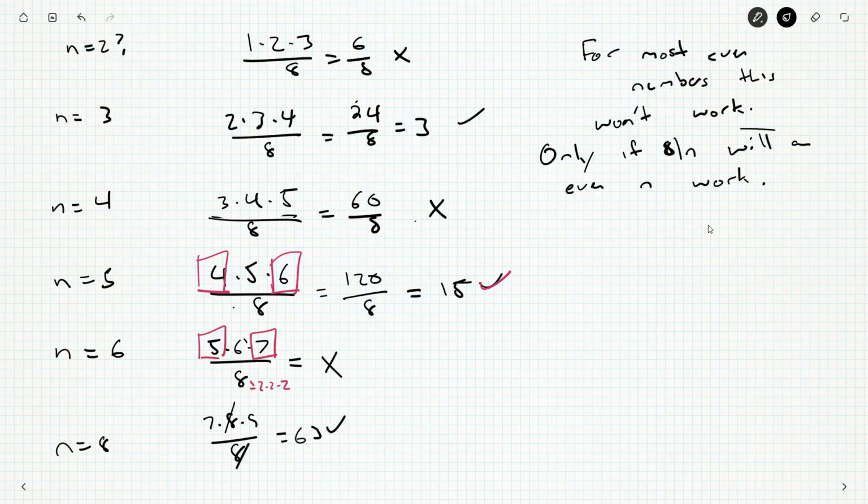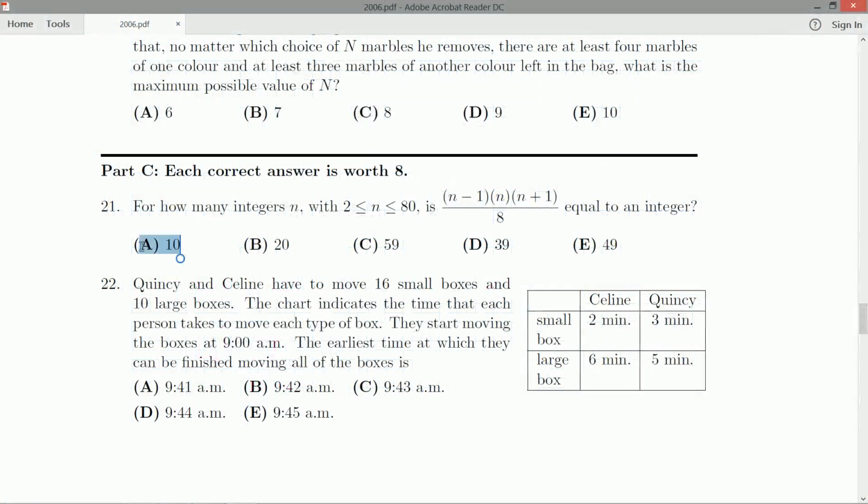So we can start counting up these. How many of these even numbers will work? We get 8, 16, all the way up to 80. There's 10 of those. 8 times 1, 8 times 2, all the way up to 8 times 10. So 10 of these will work. And you'll notice that 10 is one of the answers.